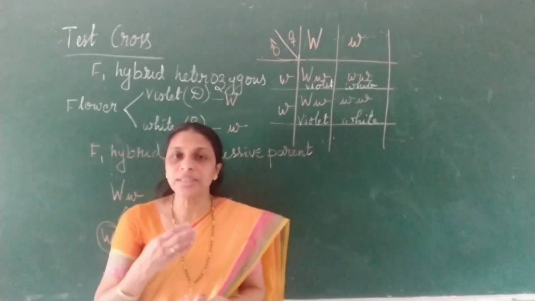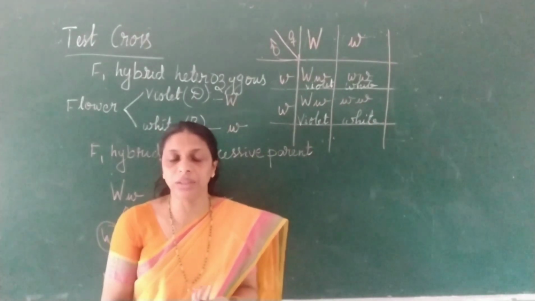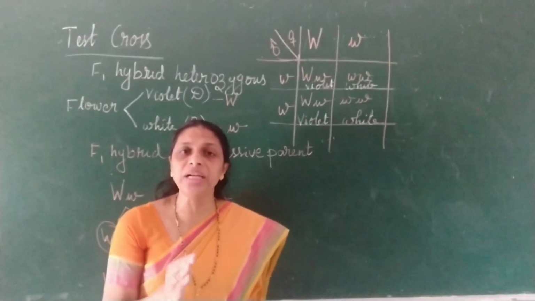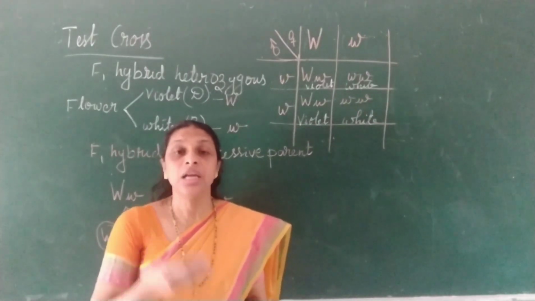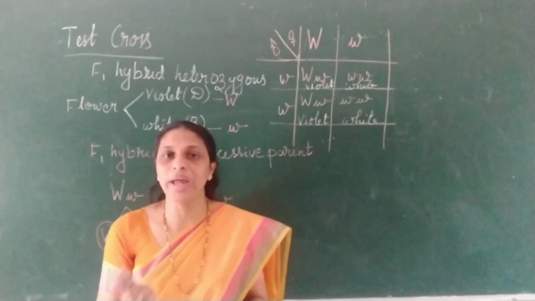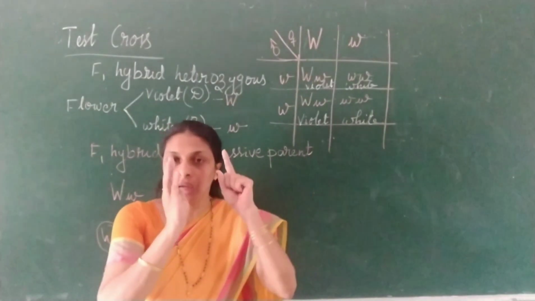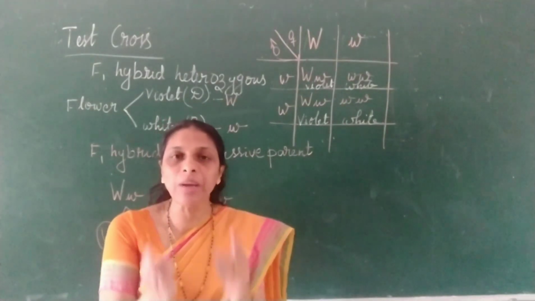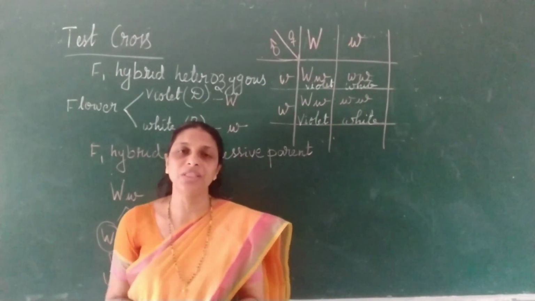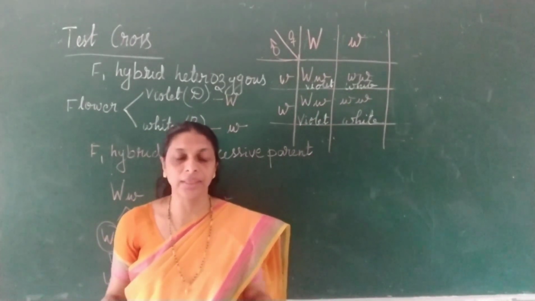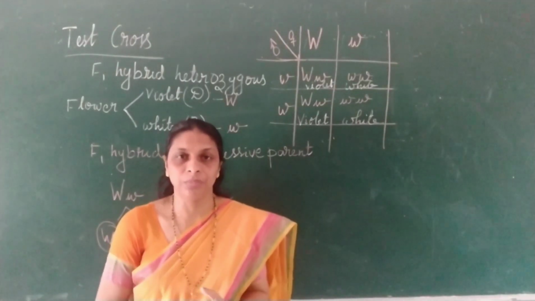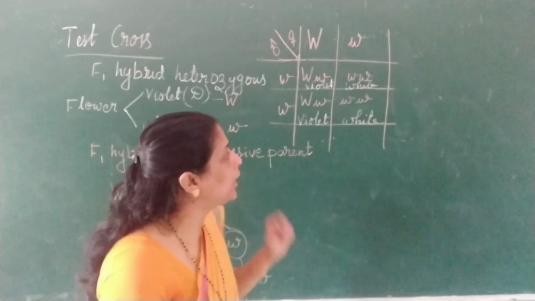Okay, so what is the significance of this cross, test cross? When we conduct a test cross, if the F1 hybrid is heterozygous, we get a ratio of 1:1. That is, out of 100 plants, 50 plants will be having the dominant character and the other 50% will be having the recessive character. This shows that the F1 hybrid is heterozygous. Hope it's clear. Now let's see the other condition also.